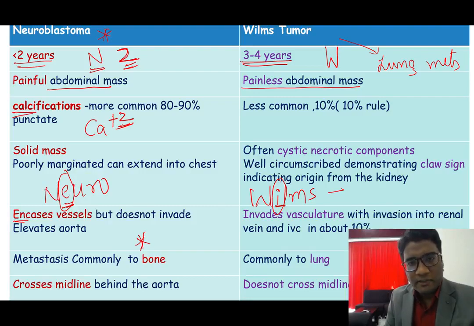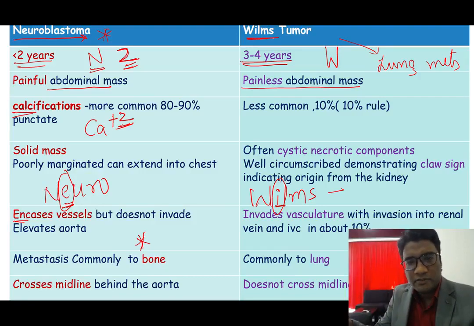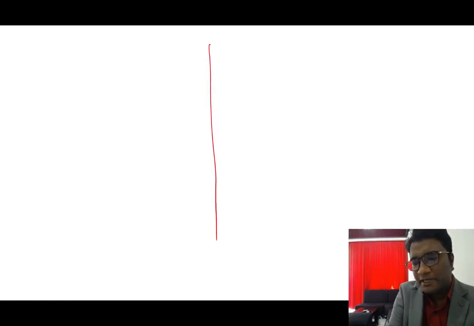And neuroblastoma, look at the name, it is very big compared to Wilms tumor, right? So neuroblastoma crosses the midline. It's a big name. Wilms, just a small name. Wilms is only on one side of the midline. So what I want you to understand is, if you are comparing between neuroblastoma and Wilms tumor, remember these points that I have told you.